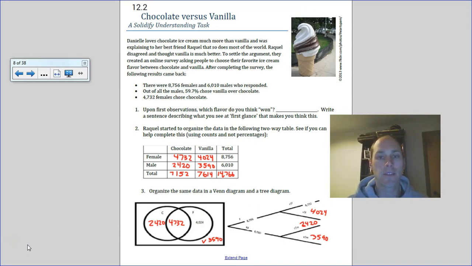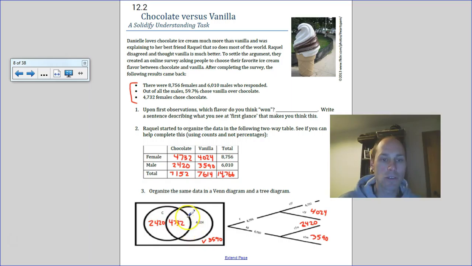Okay, so we're able to represent the data in 3 different ways based off the given information that we had up here. So they were given 8,756 females and 6,010 males. Out of those males, 59.7% chose vanilla. So 59.7% of the 6,000 is 3,590, which left 2,420 left over. We know 4,732 females chose chocolate, which means that left 4,024 that chose vanilla. If we add up the totals, we see how many chose vanilla, how many chose chocolate, and how many total were surveyed. We can organize based on the Venn diagram.